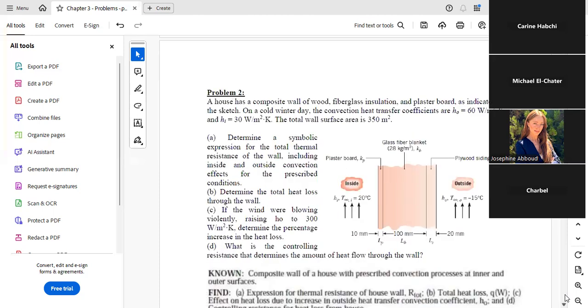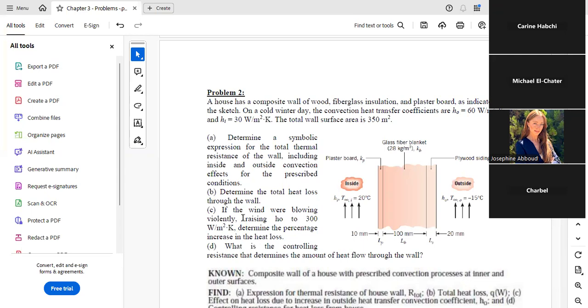Now, in this problem, a house has a composite wall of wood, fiberglass insulation, and plasterboard as indicated in the sketch. On a cold winter day, the convection heat transfer coefficients are given, and the total wall surface area is 350. So here, of course, it's similar to the previous problem, but we'll do some analysis if you want on the dominant resistance. So we can draw an electrical circuit, same thing. We have 5 resistances, 2 convection, 3 conduction, and we know how to calculate the rate.